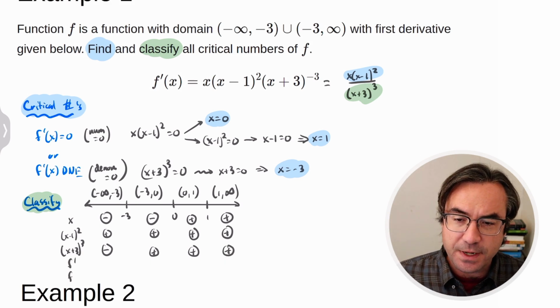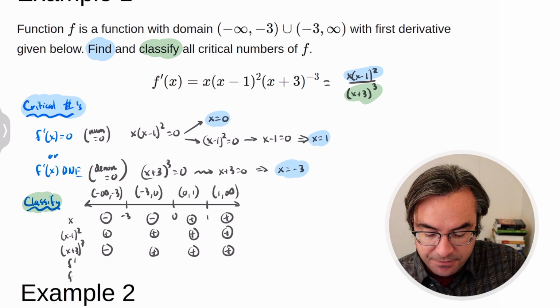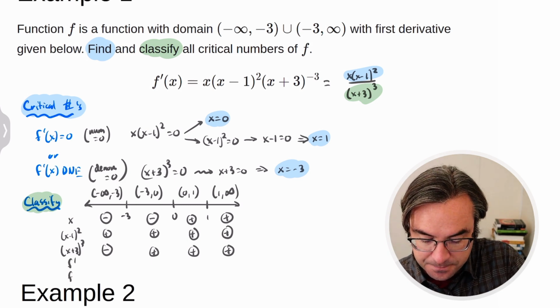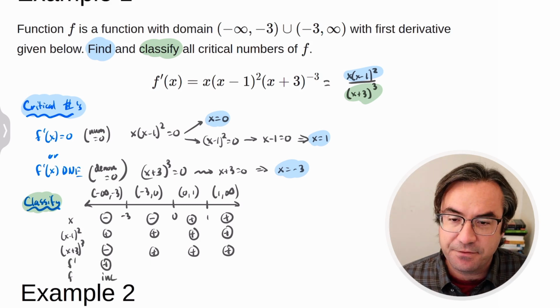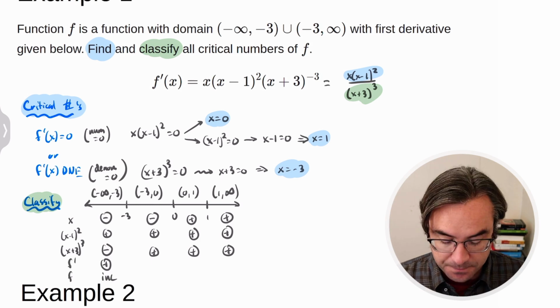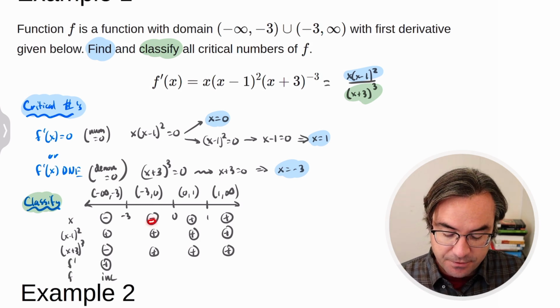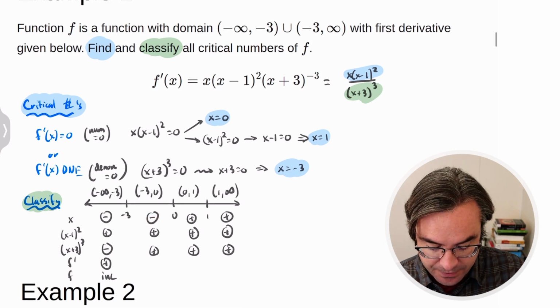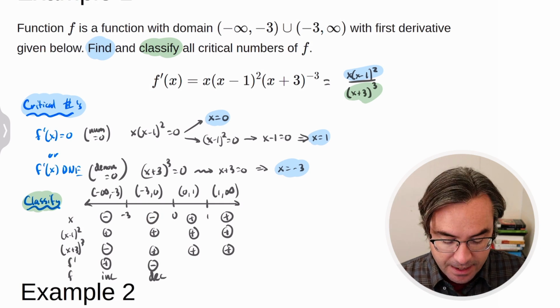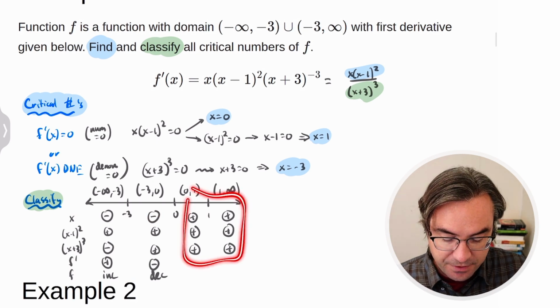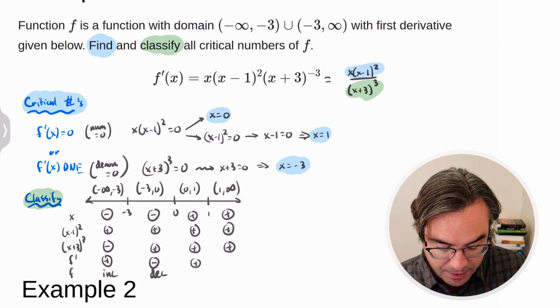And so if we fill in the rest of this, double negative is positive, which means the original function f is increasing on that first interval. Then for the next interval, we have a single negative, so that means the original function is decreasing there. And then for the last two, everything's positive, so that means f prime is positive and we're increasing.